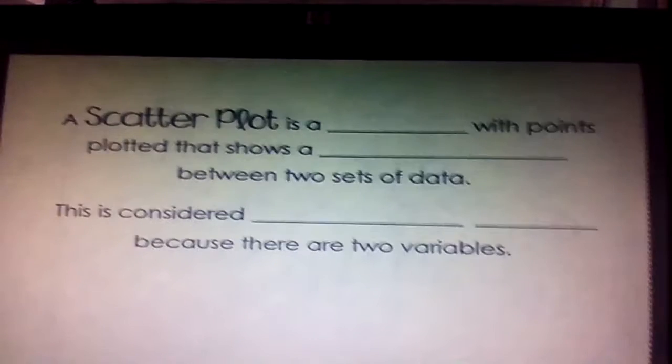Okay, so we're going to talk a little bit more about scatterplots today.